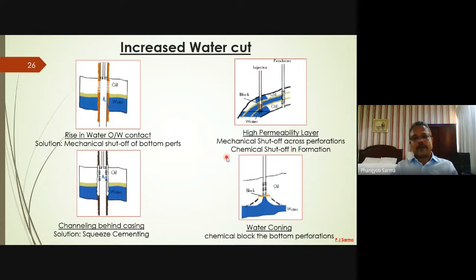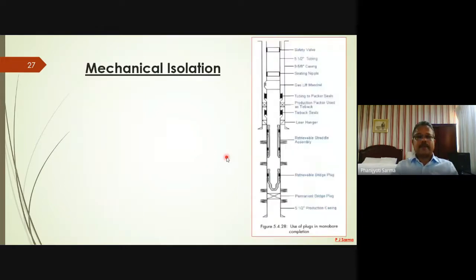Another cause of increased water cut could be water coning. This could be chemically blocked at the bottom perforation. Generally, for mechanical isolation, if we have a multi-zone completion and the bottom zone is producing water, we can put a mechanical plug inside the lower completion and isolate it.